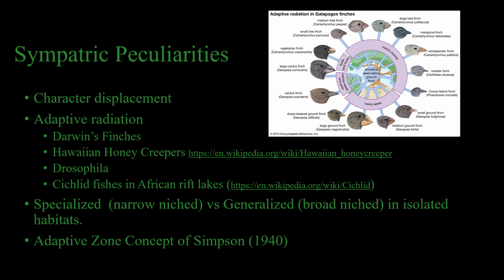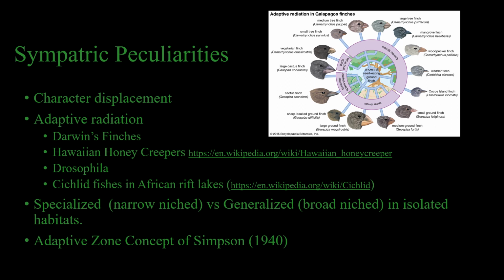Now, one of the other things we see is that we have peculiarities with respect to sympatric species. We see character displacement, in which, if you think of a brother or a sister, you're not exactly like your brother or sister. Sometimes you're almost exact opposites.